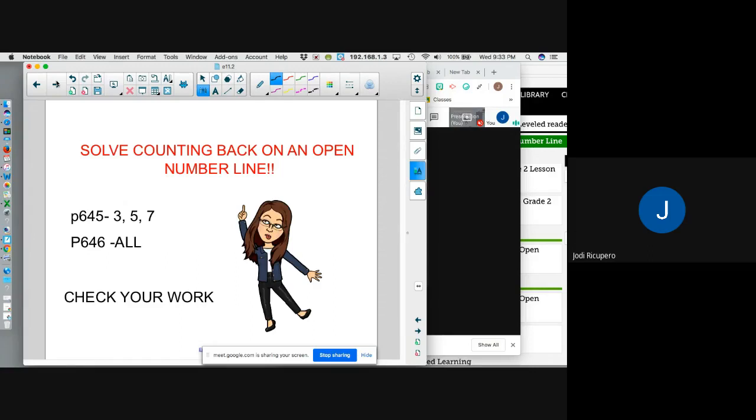Solve by counting back on an open number line. That's how you're solving all of these problems. You can check your work using a different subtraction strategy, such as the old-fashioned way or compensation. But the main way you're doing it is using the open number line. On page 645, you're going to complete 3, 5, and 7. On page 646, you're going to do it all. Check your work. I'll see you at 10 o'clock, hopefully.